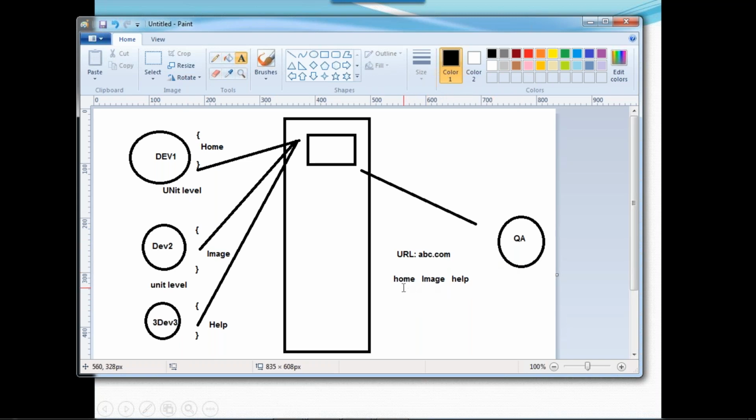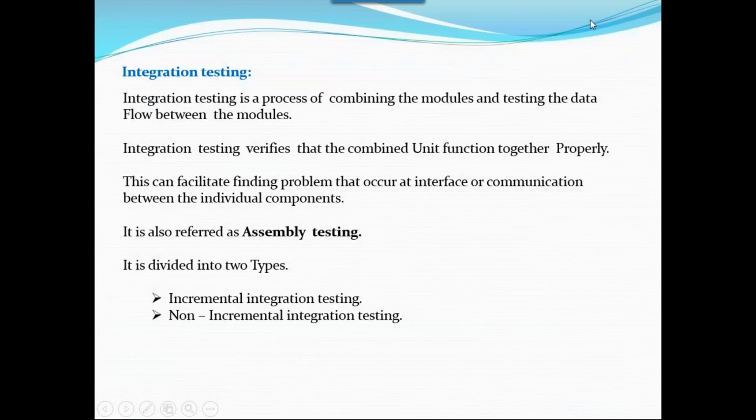You need to check whether these two modules, like home and images, are integrated properly or not. And also you need to check whether help and images are integrated with home properly or not. So this we can call integration testing. Integration testing is a process of combining the modules and testing the data flow between the modules, whether the two modules are communicating properly or not. That we can call integration testing. Is it clear? Yes, sir.